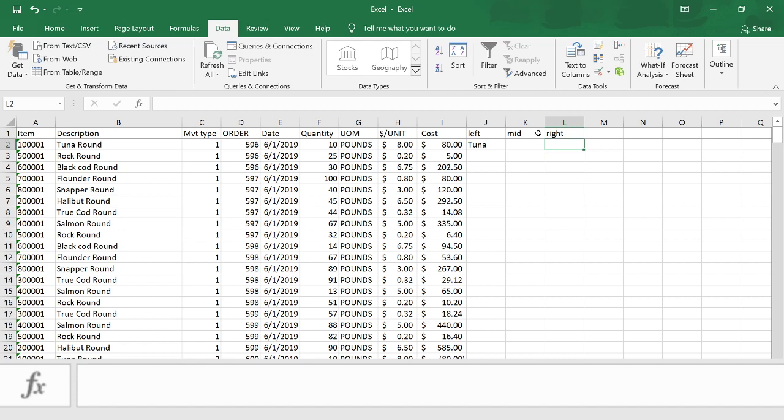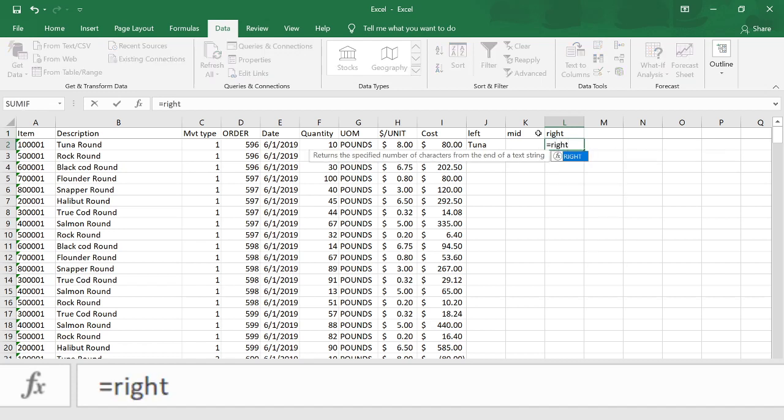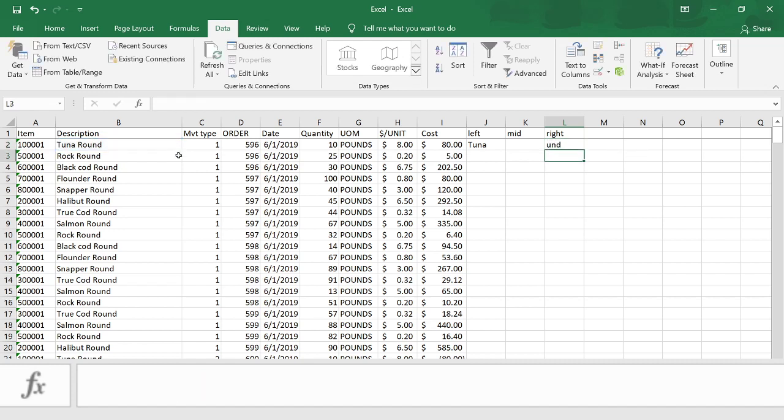Now right is exactly the same thing. Equals right, the source cell, however many characters, close parentheses. And then it just comes up with the last 3 characters that are in this cell.